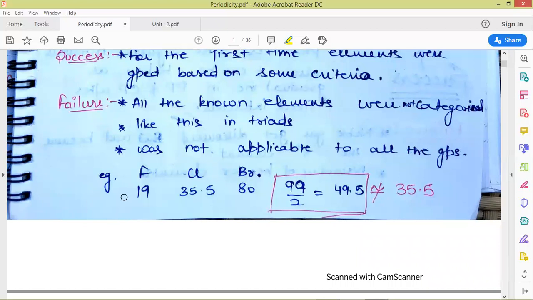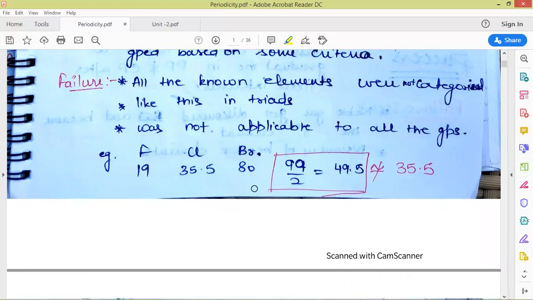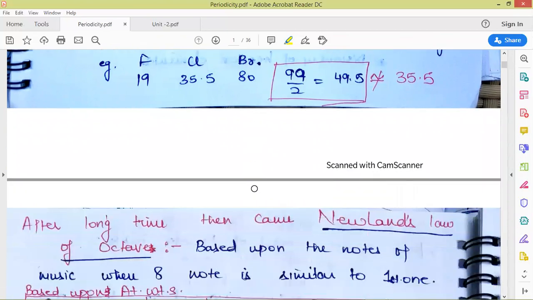As an example, we can see that these are the members of the same group. Let us see if it follows the rule mentioned by Dobereiner based upon the atomic masses. So from here, the atomic mass of fluorine should be around 49.5, but actually the atomic mass of fluorine is 35.5. So here, this triad doesn't follow the rule mentioned by Dobereiner. So this led to the failure.